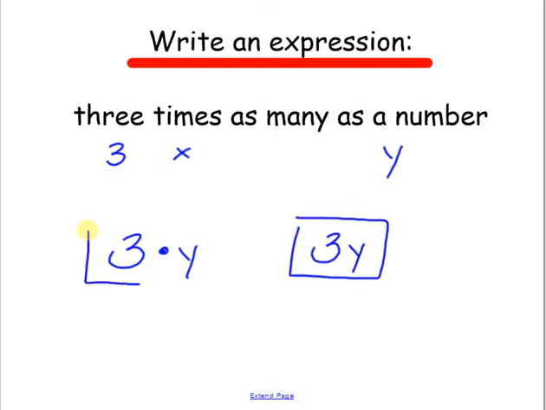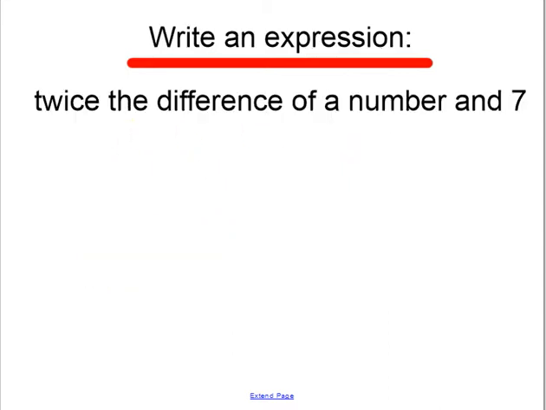Okay, but I will accept either of those. I will not accept 3xy. Okay, all right, let's do another one. Twice, what does twice mean? That means 2. The difference, minus, of a number, so I'm going to use, let's use b, and 7.